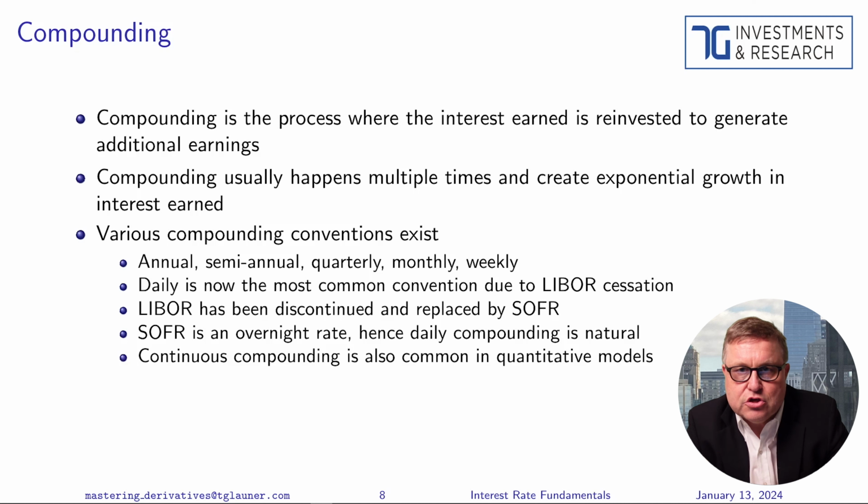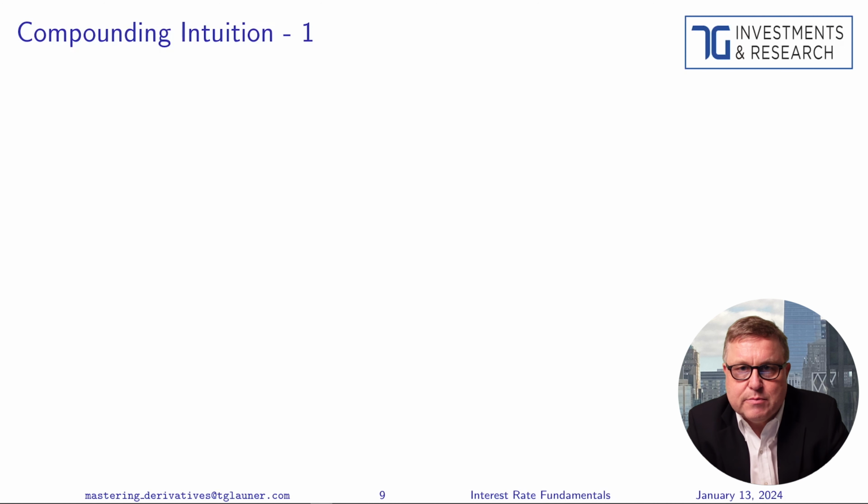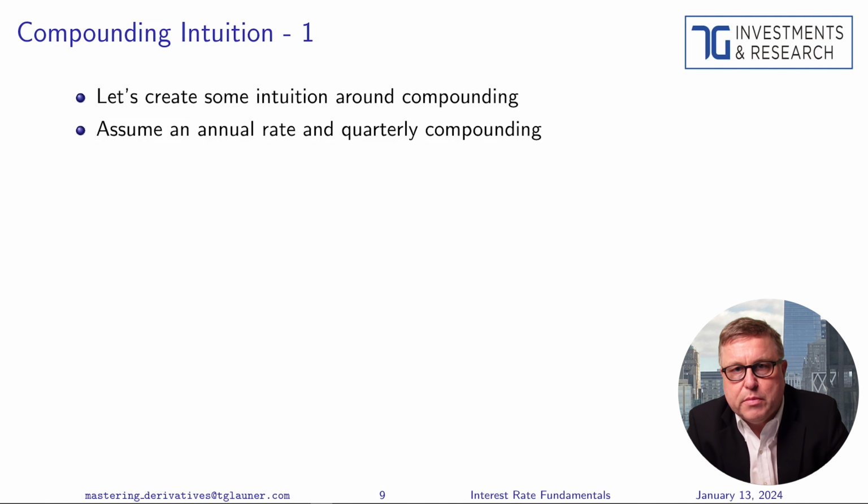Additionally, there's continuous compounding, which is primarily utilized within quantitative models. While not seen in actual markets, continuous compounding offers significant mathematical convenience for these models. The conversion from one type of rate to another, for example from an annual rate to quarterly rate, is beyond our scope here and will be left as an exercise. However, we aim to provide some insight into compounding in the next section through an example involving an annual rate with quarterly compounding.